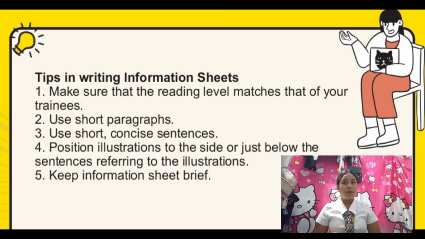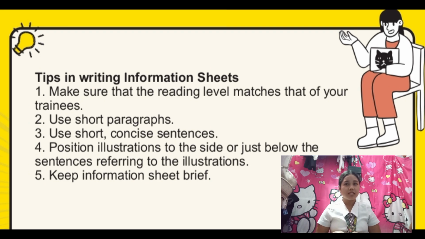First is make sure that the reading level matches that of your trainers. Dapat kung beginners ka, dapat dili kayo technical ang imuhang ipakuan sa imuhang trainers, no? Then second is use short paragraphs. Short paragraphs is para dali ra siya mabasa o dali ra pod masabtan. Third is use short concise sentence. Diri as dapat likayan gyud nato ang mga tag-as nga sentence para dili siya libog.